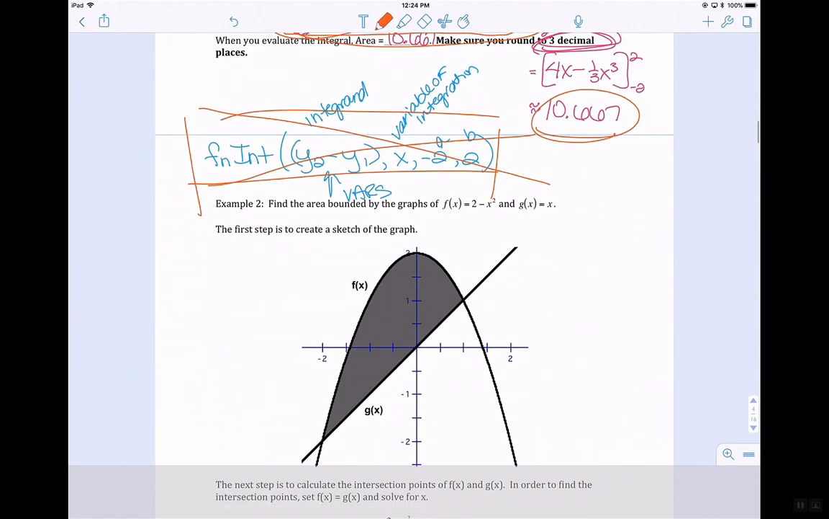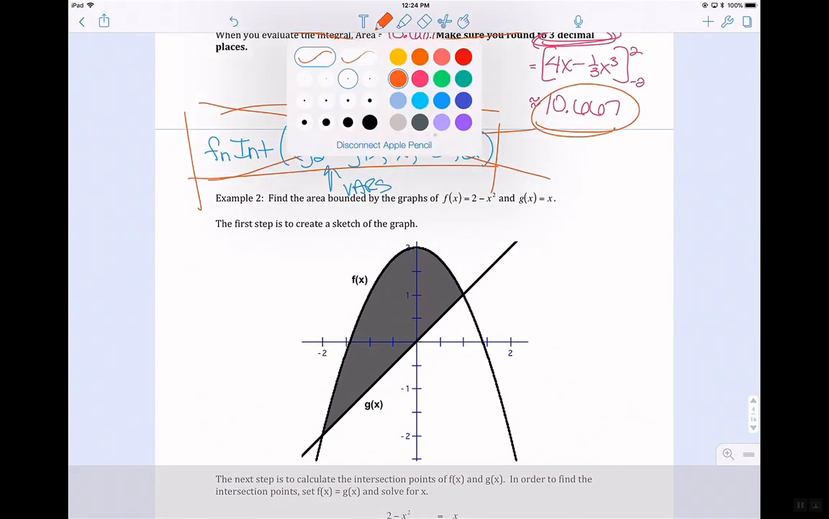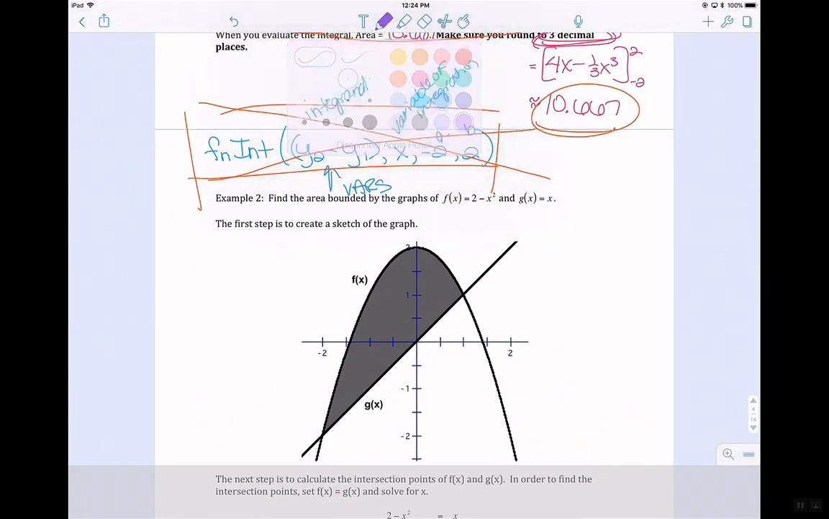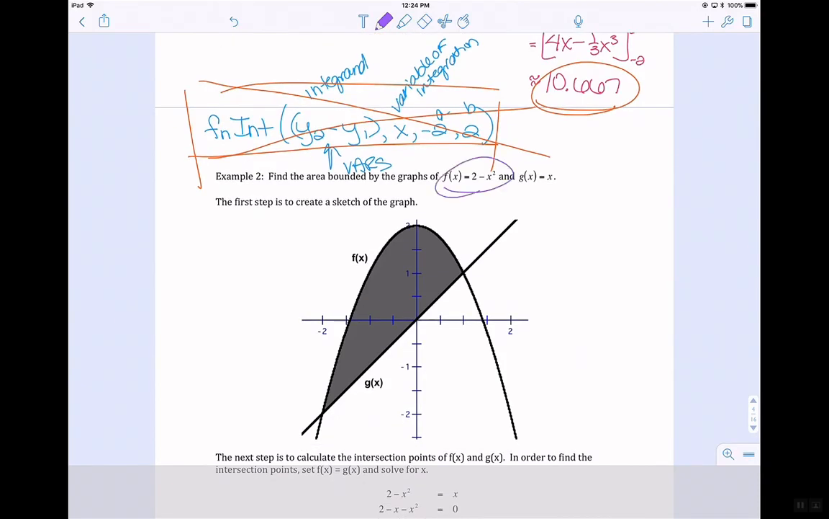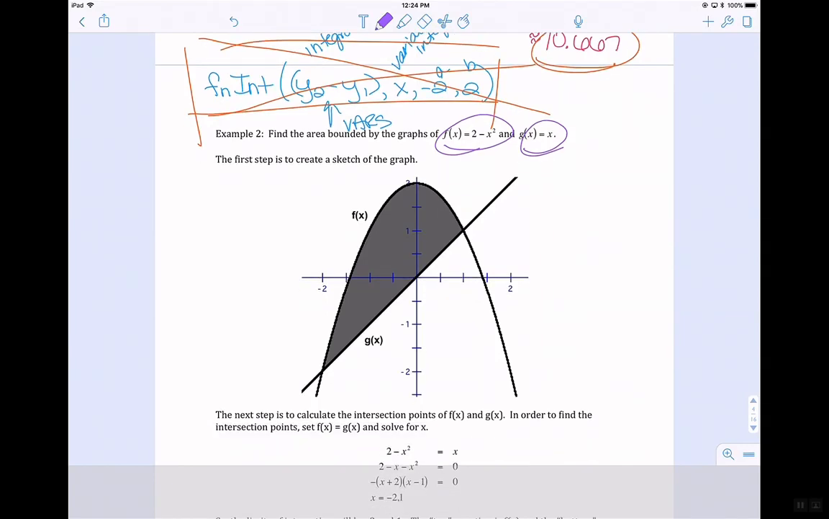So let's take a look at another example. Find the area bounded between the two graphs of your upside down parabola and the straight line y equals x, okay? So I have the graph here. I will tell you, you will not always get the graph, okay? So it is important that you know how to plug your graph into the graphing calculator.